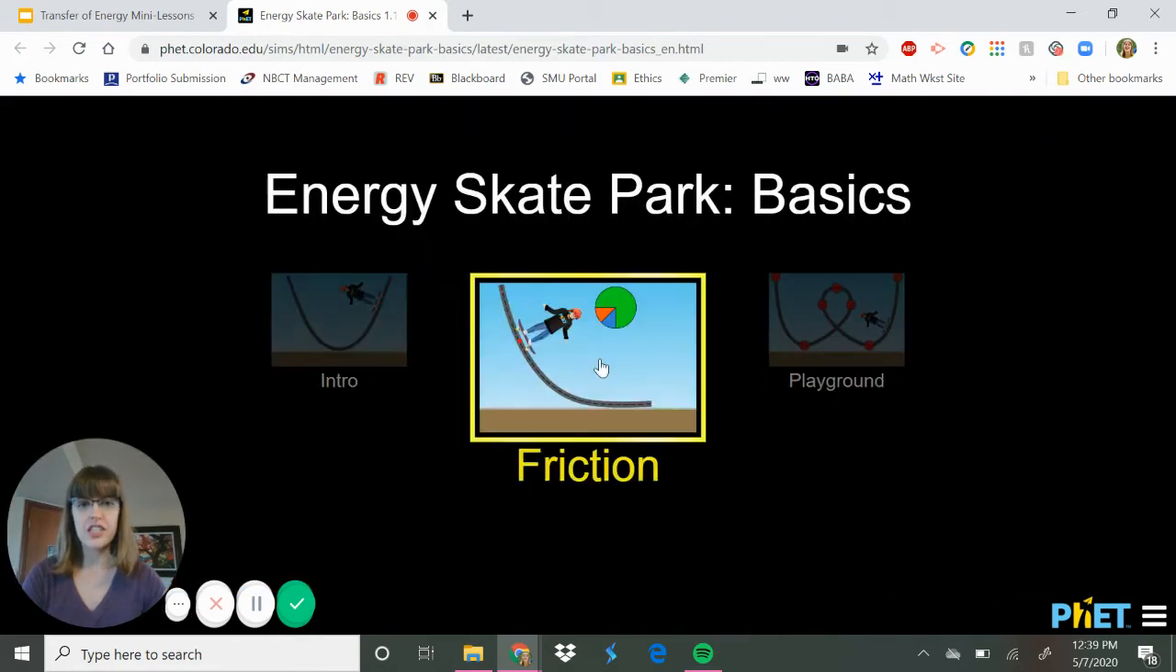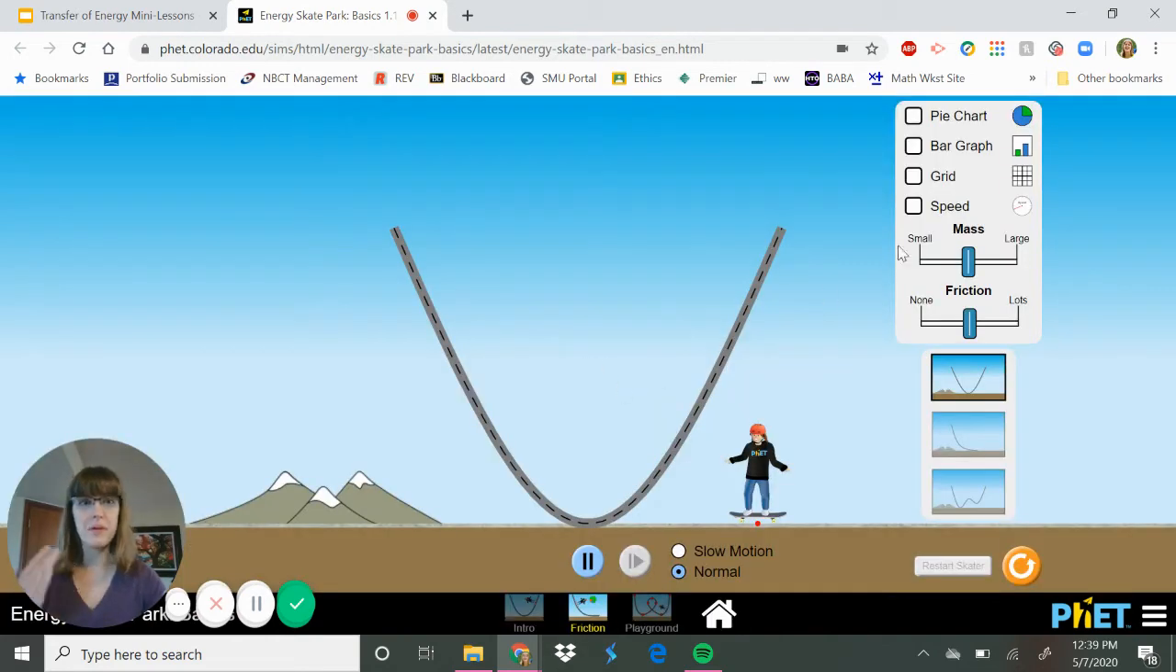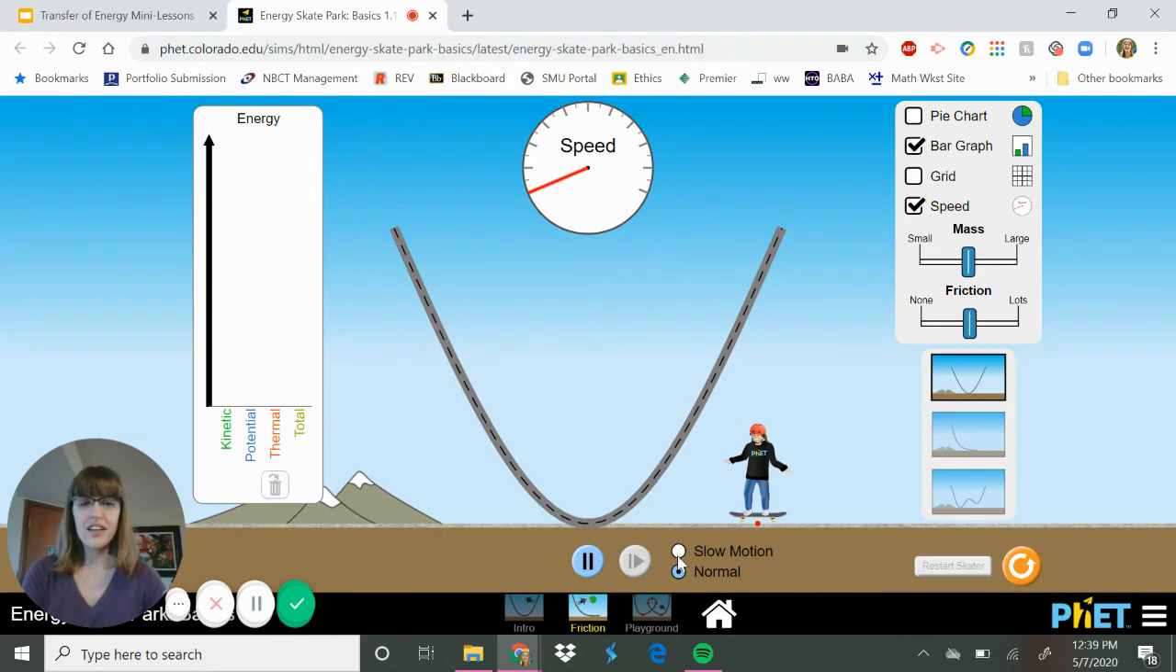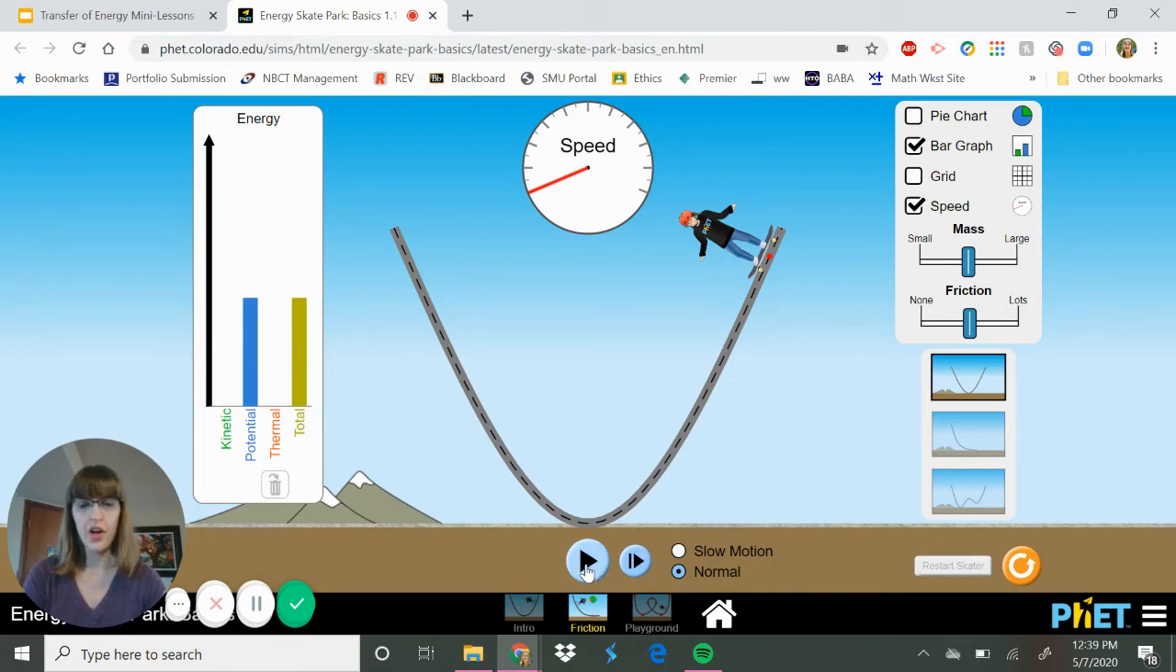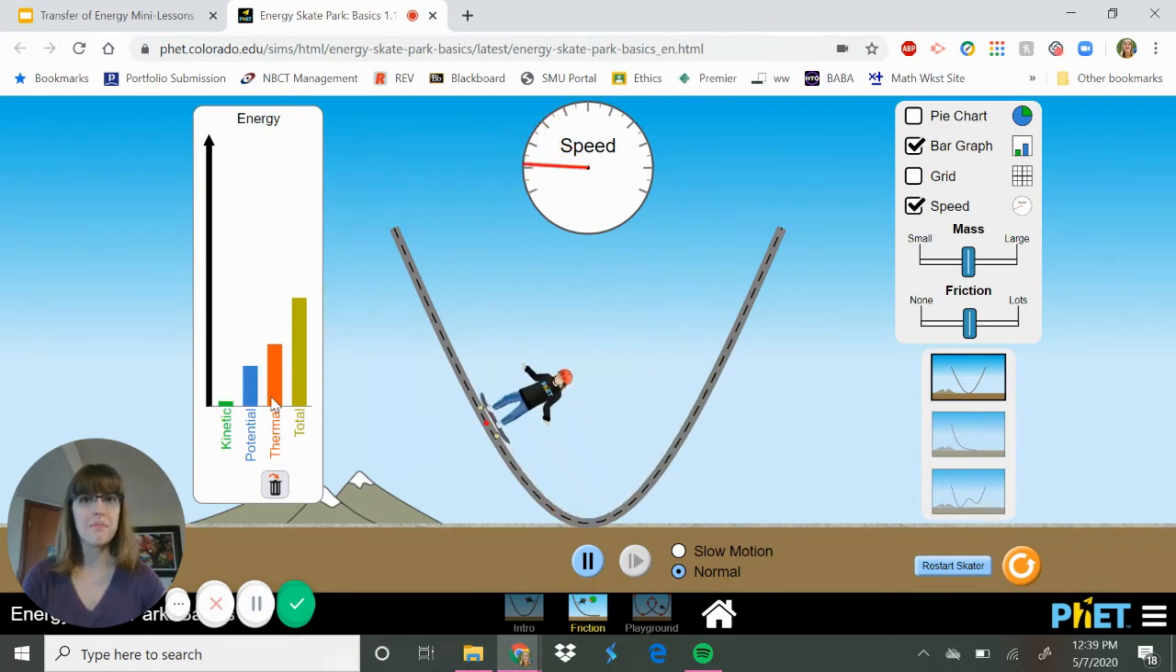Then we went to the friction experiment and we took it up a notch. So here we are, same setup, same total energy. It's all potential right now. When I start it, it still bounces back and forth, but this time I see the thermal energy going up and up and up. Where is that from? Well, it's from the friction, from the wheels. Just like when we rubbed our hands together, right? And it gets warm. Eventually, as we let this skater go and go and go, it stops moving completely.